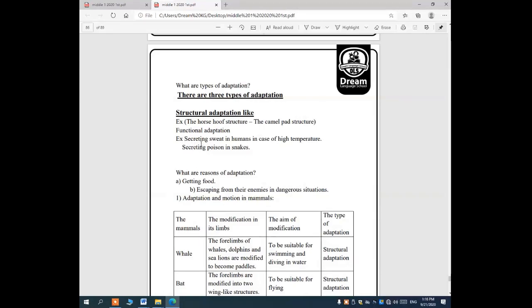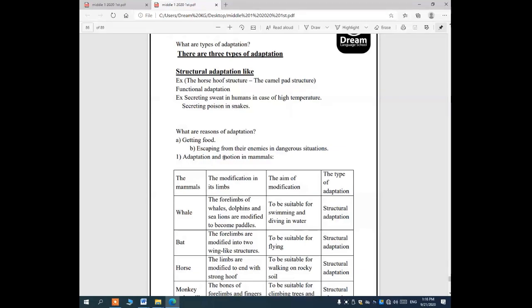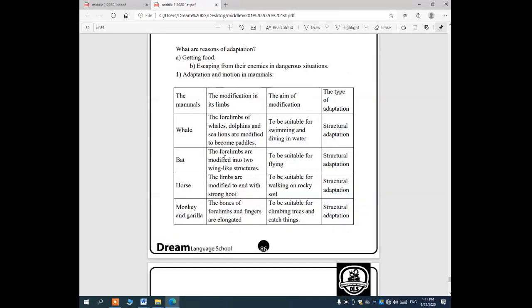Or when we talk about the functional adaptation, like in all humans, in the high temperature in summer, when you secrete sweat, it is a functional adaptation, secreting sweat by your skin in high temperature, or secreting poison in snakes, which is a functional adaptation. Now we need to know why some animals make adaptation. Why? For getting food or escaping from enemies in dangerous situations.